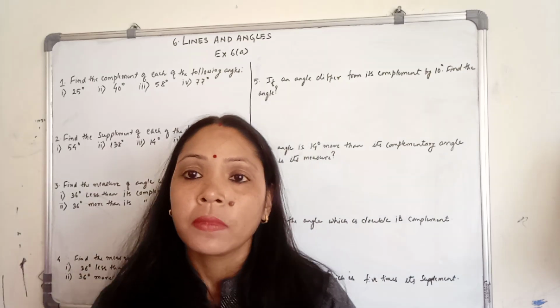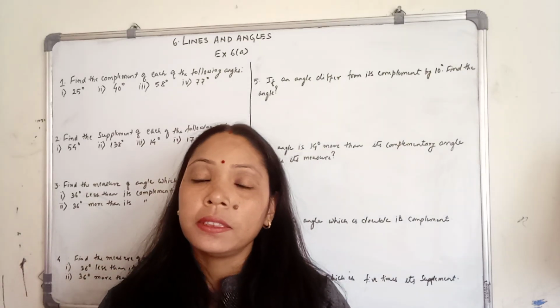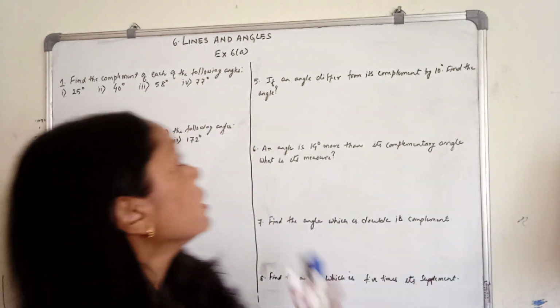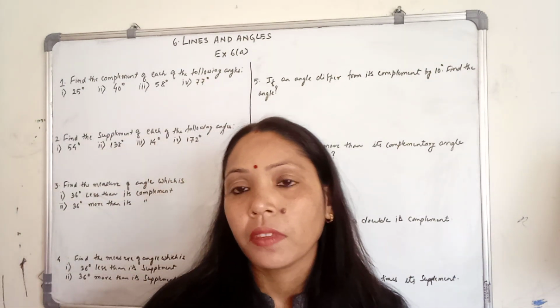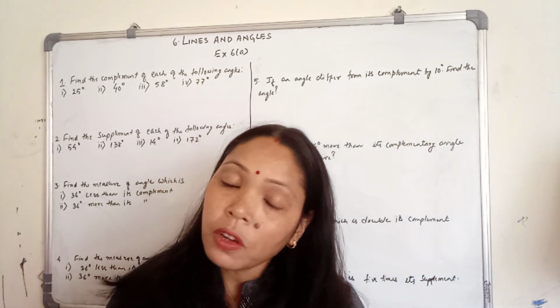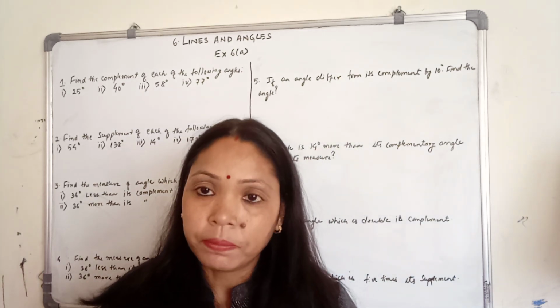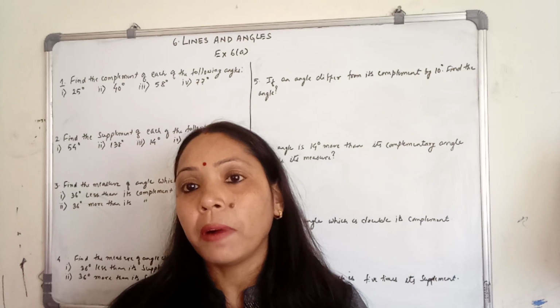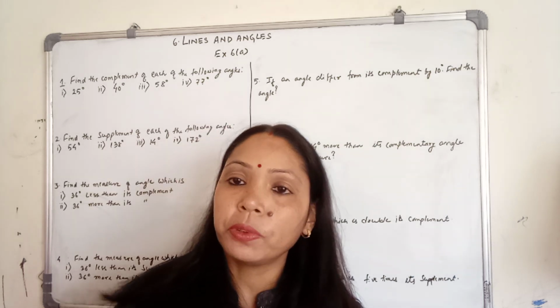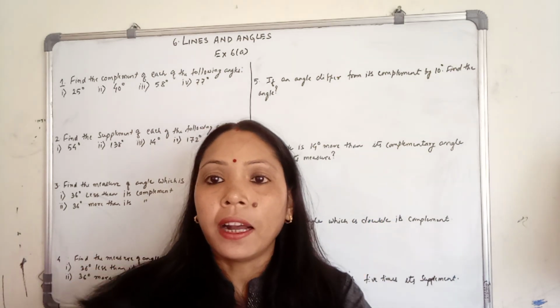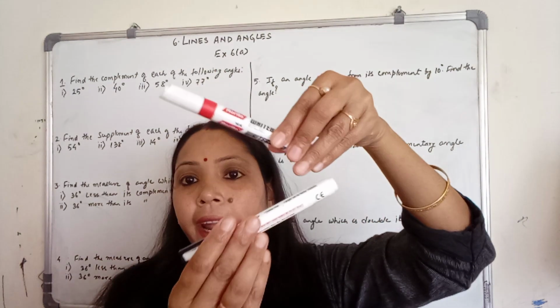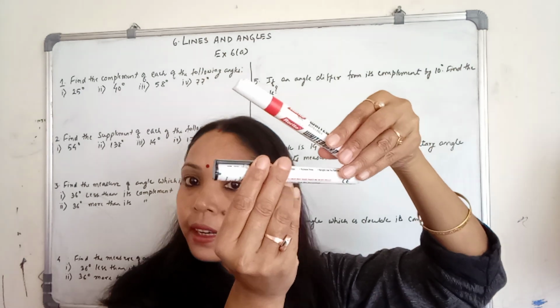Hello students, today I am going to start new chapter number 6, lines and angles. Now all of you know about the angles. Angles are always formed by two rays. Suppose this is one ray, this is another ray. If both the rays are joined end to end, then it makes an angle.